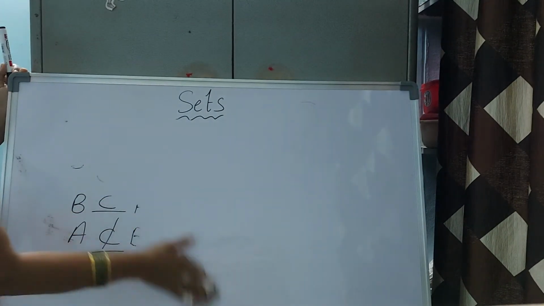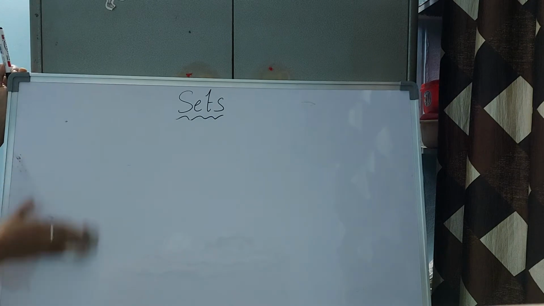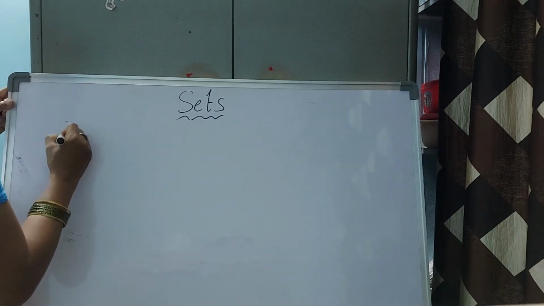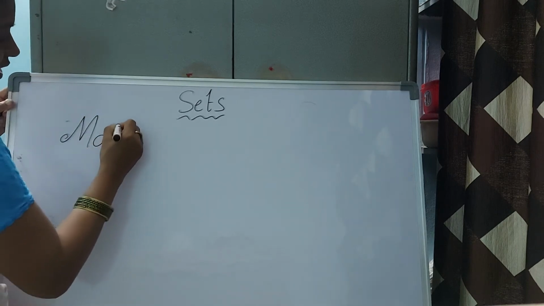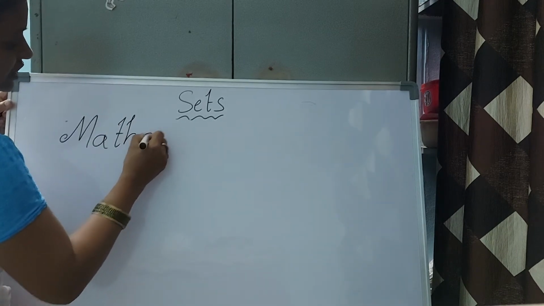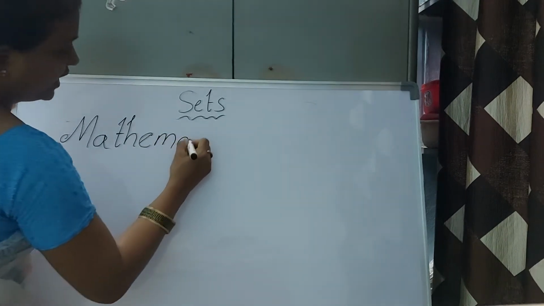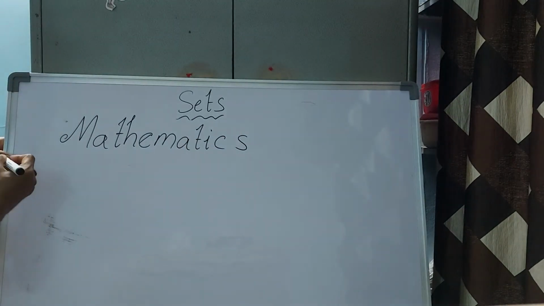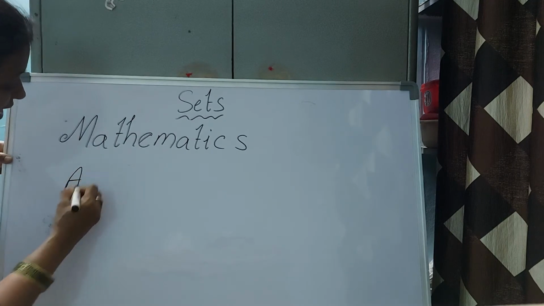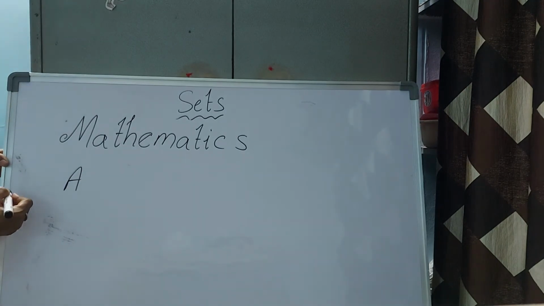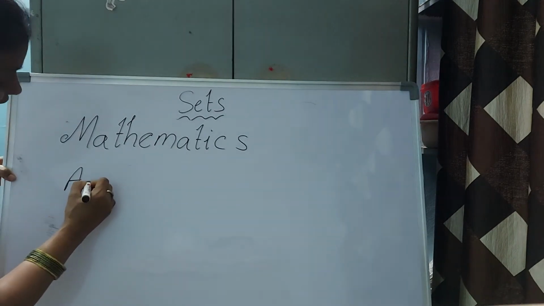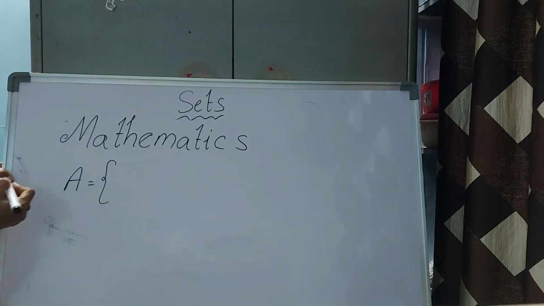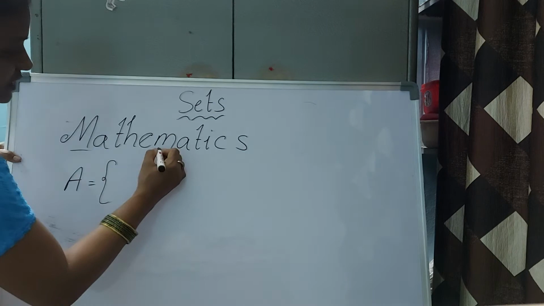And the last one for this chapter: how to write the roster form for the word mathematics. See here, mathematics is a word: M-A-T-H-E-M-A-T-I-C-S. How to write the roster form for this? I am denoting the set with a capital letter, that is A. What are the letters? Letters of mathematics. See, M is repeated twice.